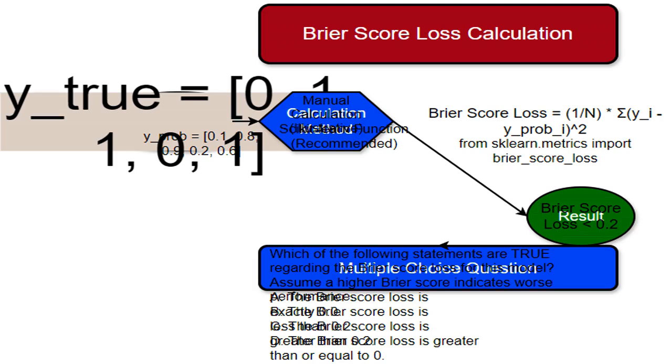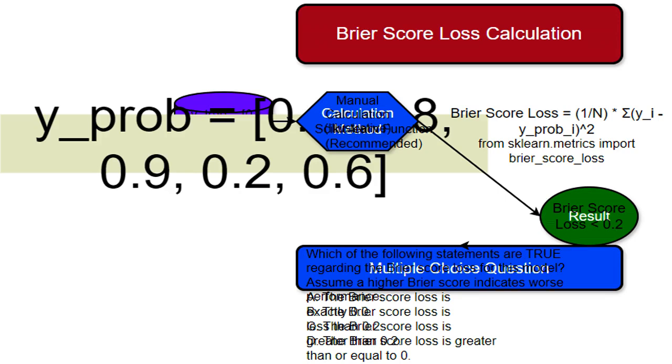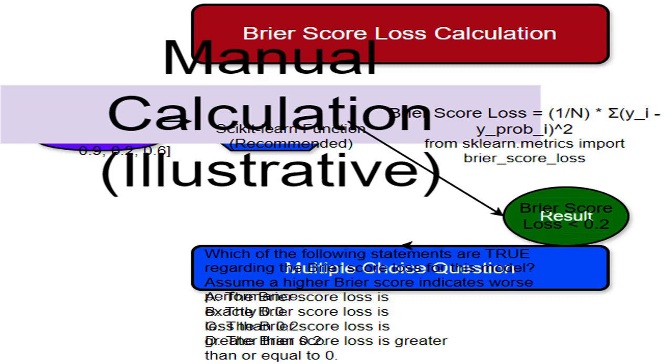This array holds the actual class labels for 5 data points. For example, the first data point is actually in the negative class, 0, the second and third are positive, 1, the fourth is negative, and the fifth is positive. This array shows the model's predicted probabilities for each data point being in the positive class. For example, the model predicts a 10% chance that the first data point is positive, an 80% chance for the second, and so on. I'll show you how to manually calculate the Brier score.